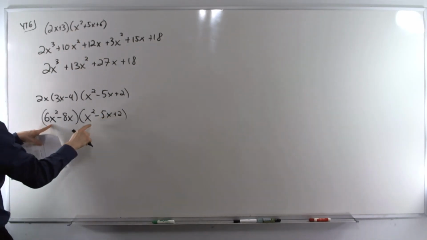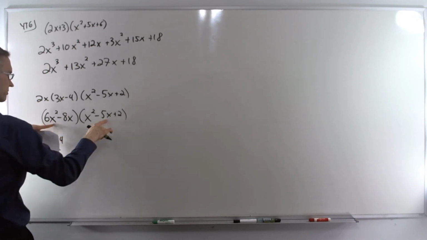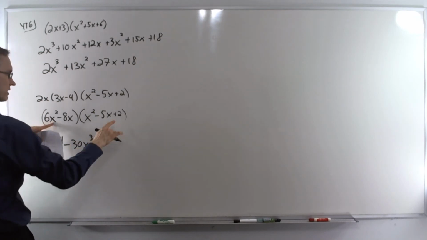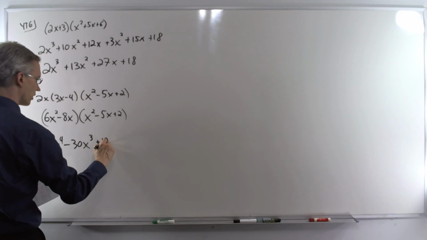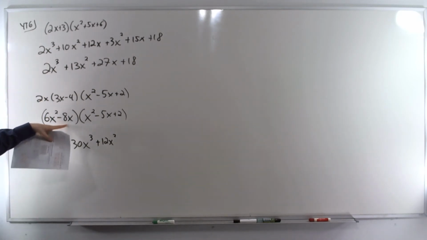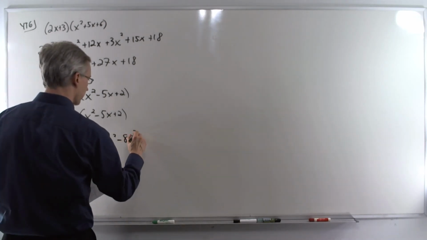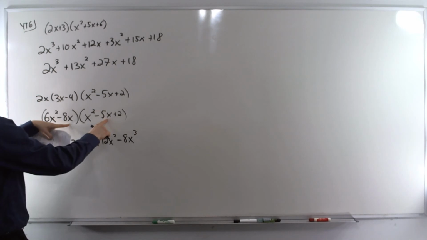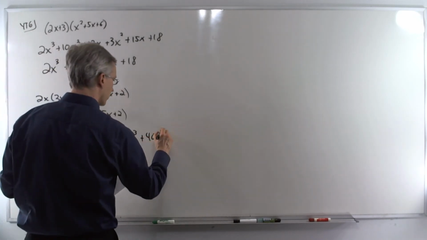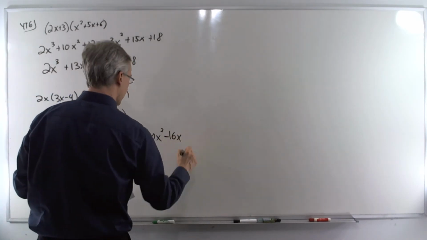So we'll do 6x squared times x squared, that is 6x to the 4th. 6x squared times negative 5x, negative 30x to the 3rd. 6x squared times 2 is 12x squared. Now we'll distribute in the negative 8x. Negative 8x times x squared, that's negative 8x to the 3rd. Negative 8x times negative 5x, that is positive 40x squared. And negative 8x times positive 2 is negative 16x.